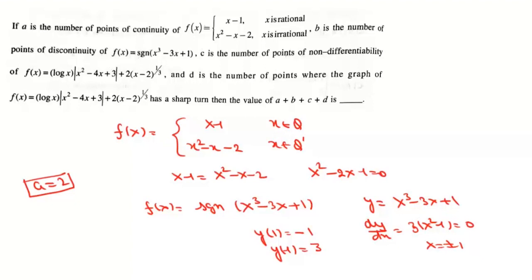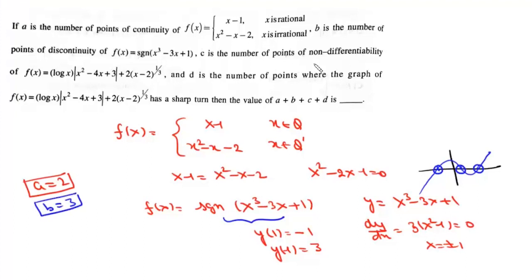Now if we draw an approximate graph for this function, then we'll start from minus infinity, and then we'll take a positive value, and then we'll take a negative value. Now this function has 3 real roots. Now if this function has 3 real roots, then this signum function will be discontinuous at 3 points. So in this case, the value of B is simply 3.